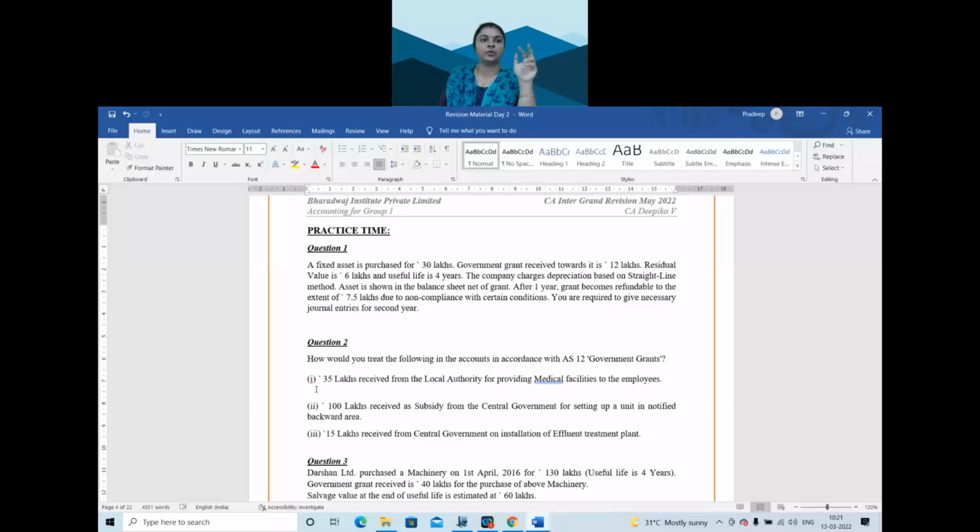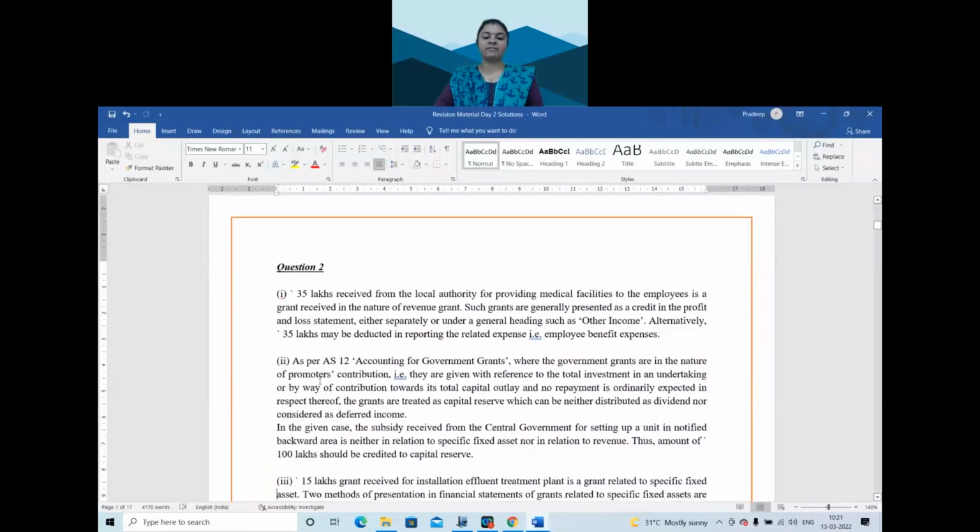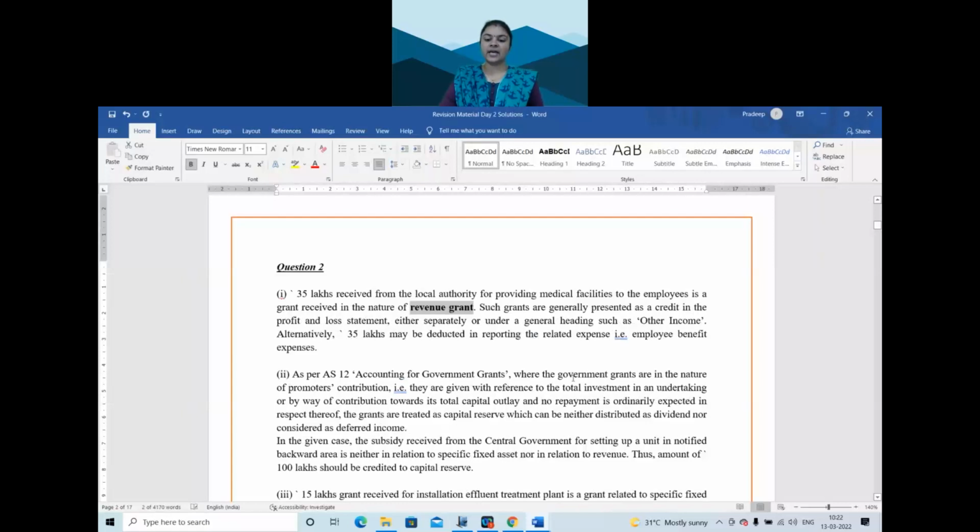Revenue grant. So if it is a revenue grant, we need to take it to the P&L account. Very good. So let's write the explanation. 35 lakhs rupees received from the local authority for providing medical facilities is a grant received in the nature of revenue grant. Such grants are presented in the credit side of the profit and loss account under a separate heading called other income.